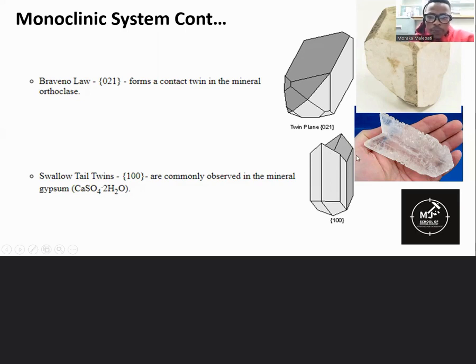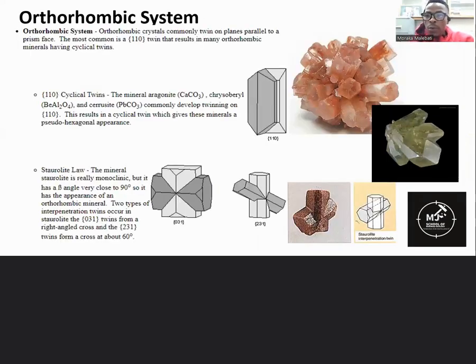This is commonly found in gypsum, so it shows this swallowtail. And then the Braveno, you find it in orthoclase. Now can you see that you need to understand these twin laws to be able to identify the minerals? Remember, it's about mineral identification. You can identify minerals physically or using the microscope. So now we are dealing with the tools we can use to identify the minerals under the microscope.